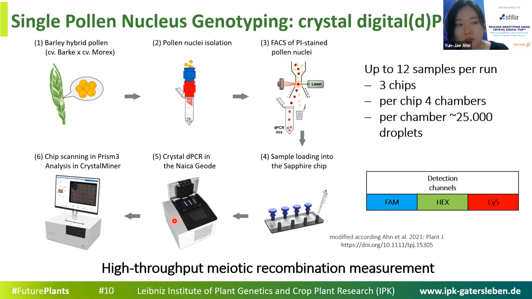We were attracted to the Crystal Digital PCR system because it allows us to run three chips at one time, and each chip has four chambers, and each chamber can provide up to 25,000 droplets. So in total, if this works with our material, this could provide us a really high throughput genotyping assay. This was the starting point of our connection to Stilla Technology.